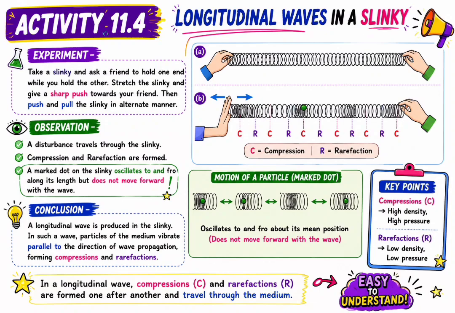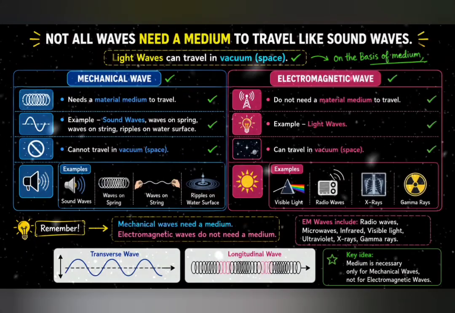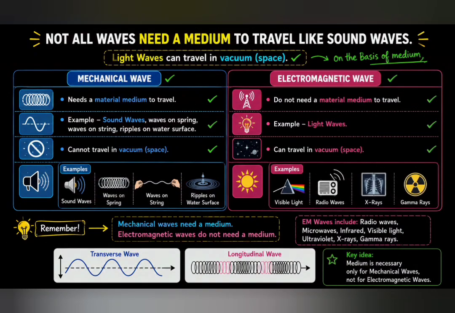Now focus on the marked green dot. Does this dot move from one end to another? No, it only oscillates to and fro around its mean position. This proves an important fact. The disturbance travels, but the particles of the medium do not travel with the wave. So, we conclude that a longitudinal wave consists of compression and rarefaction, while the particles simply vibrate parallel to the direction of wave propagation.